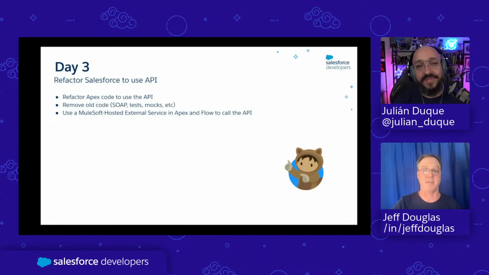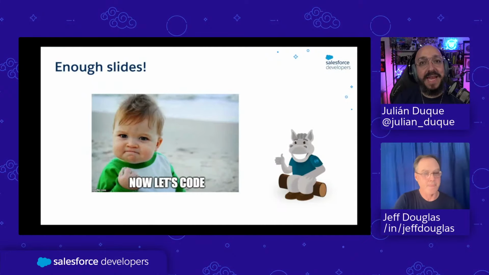Day 3, we're going to refactor the Apex code. We're going to remove all that old code that we don't need anymore. And then we're going to use an external service with Apex and Flow to call that API and use that awesome data inside your applications, okay? So this keeps getting better.